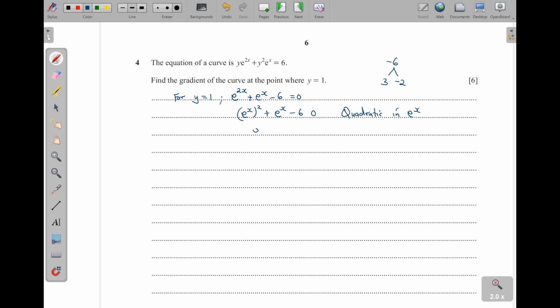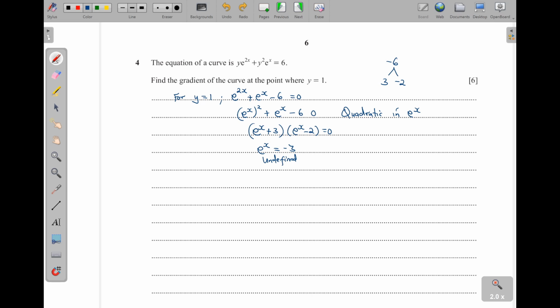So I'll have (e^x + 3)(e^x - 2) = 0. Meaning e to the power of x is equal to -3, but of course this is undefined. There is no power you can raise e to that ends in a negative. That's why we don't have logarithms of negative numbers.